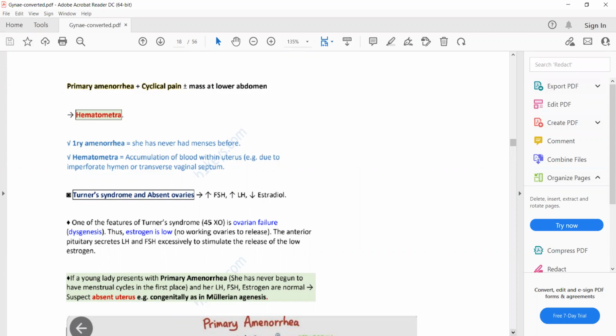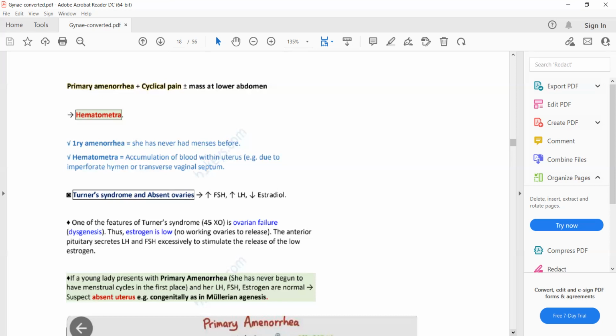The third cause of primary amenorrhea is absence of uterus, or absent uterus, and the fourth one is Turner syndrome, in which there are no ovaries, either no ovaries or ovarian failure. Any of them can be present in Turner syndrome.